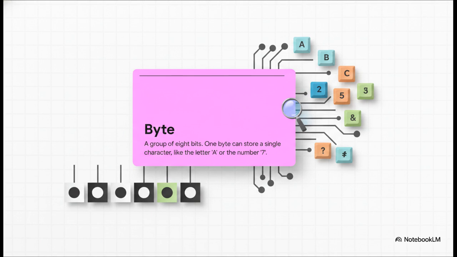Simple. You group them together. If you take 8 of those little bits, you get what's called a byte. Now, with 8 bits, you suddenly have 256 possible combinations of on and off, and that's enough to represent every letter, number, and symbol on your keyboard. So that one character, the letter A, that's 1 byte. It's the fundamental building block.